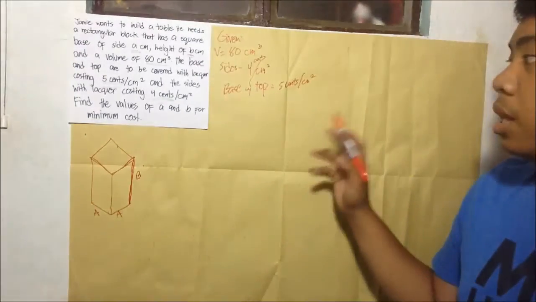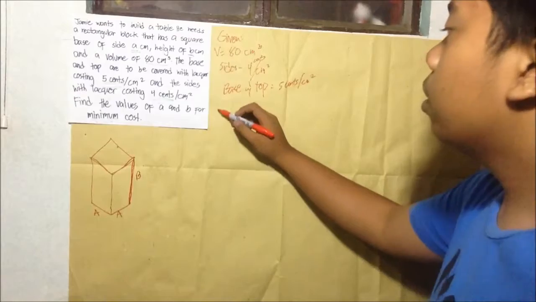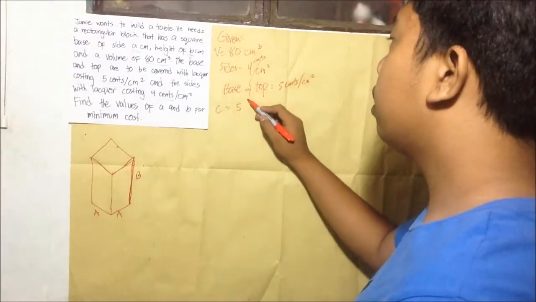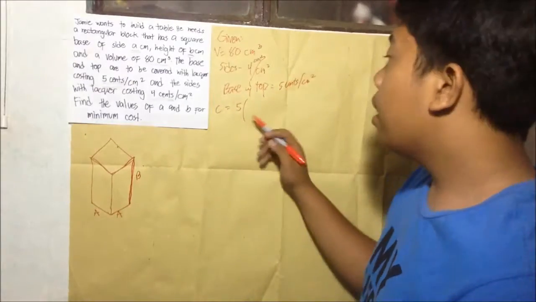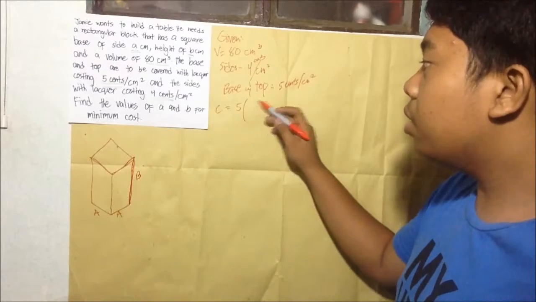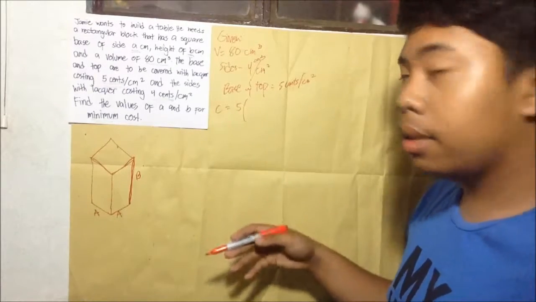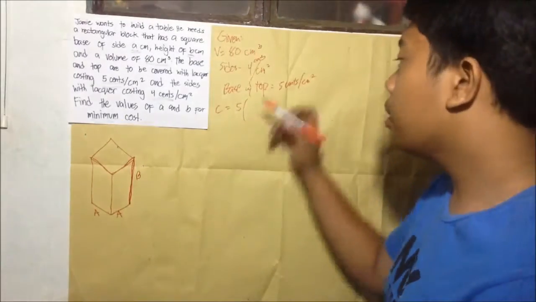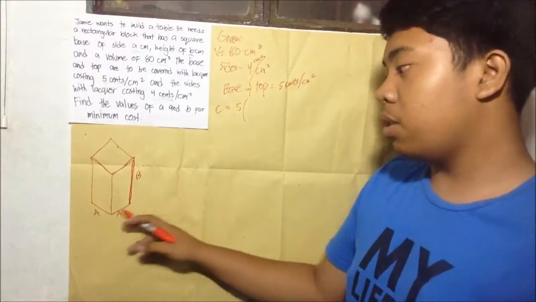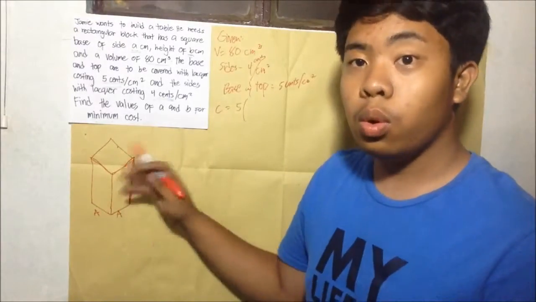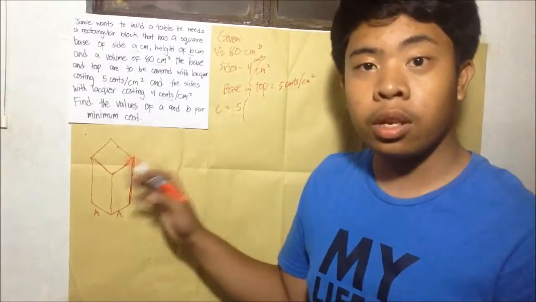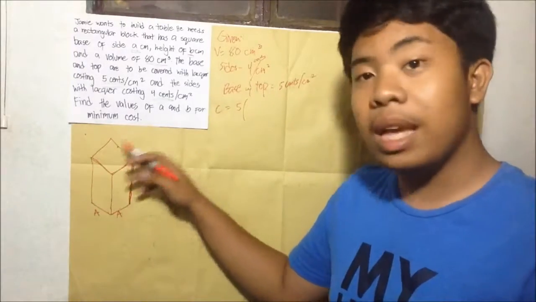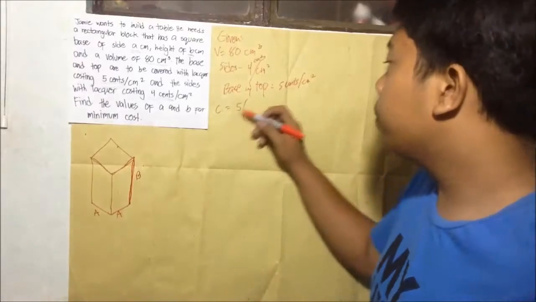Alright, now we solve for our function. The function will be the cost C. So C equals 5, which came from the base and top, times the area of our rectangular block. The area of the square base is A squared, but since we have two squares present in our rectangular block, we multiply it by 2. So the area is 2A squared.